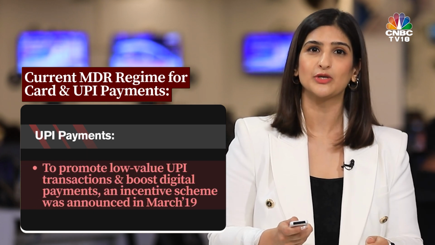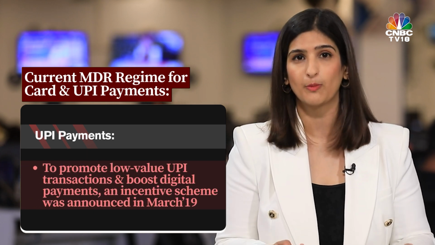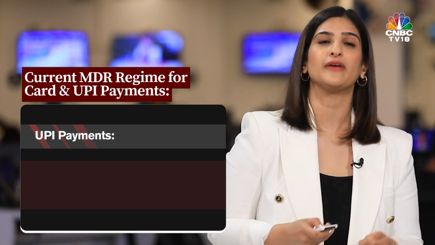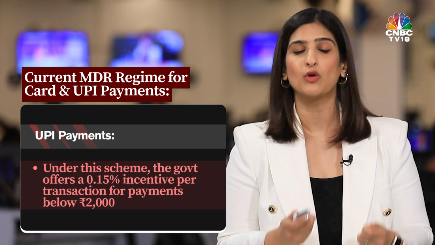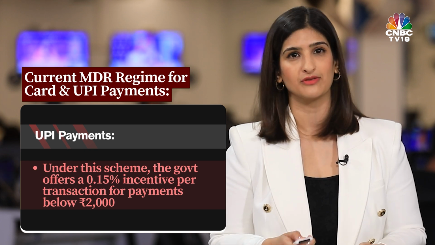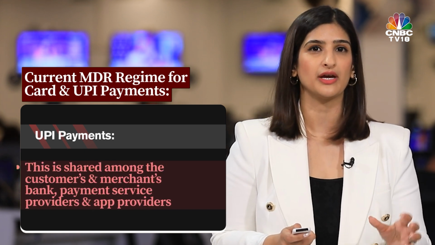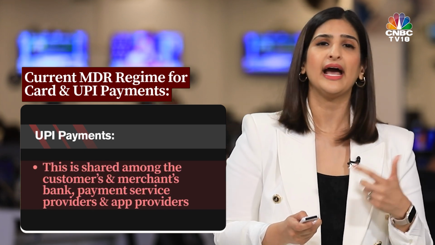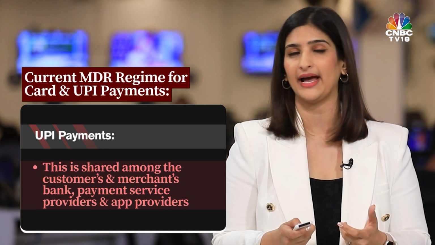Now the government did this to make digital payments more popular and accessible, and instead of MDR, what the government does is it offers a 0.15% incentive for payments below 2,000 rupees, and this incentive is shared among banks, payment providers, and your applications like Google Pay, PhonePe, and Paytm.